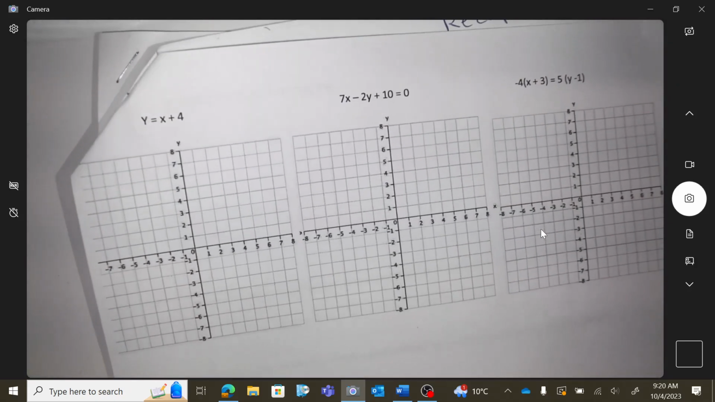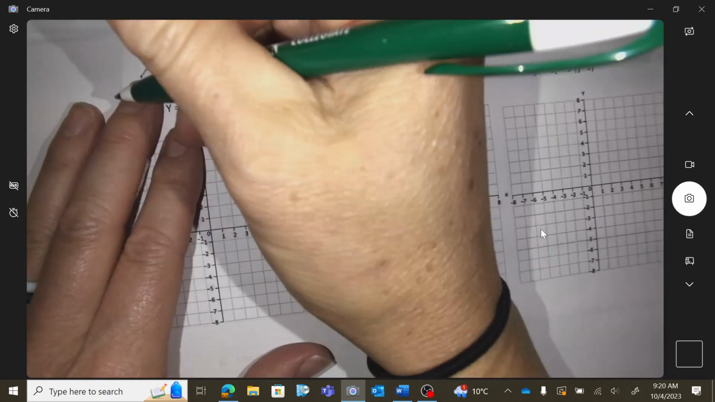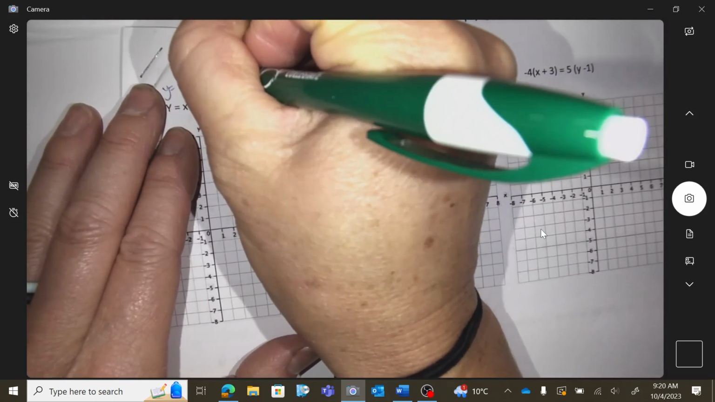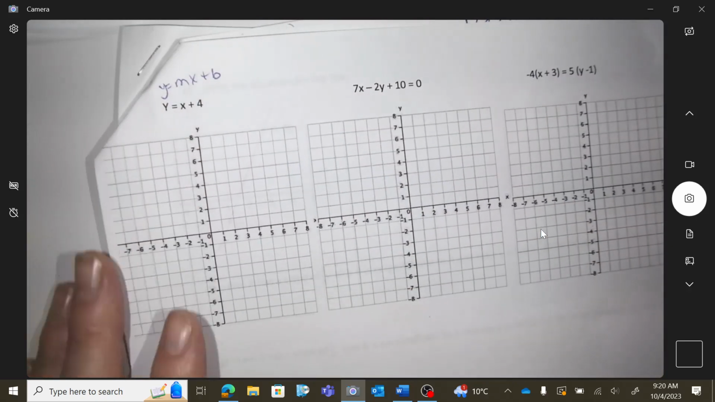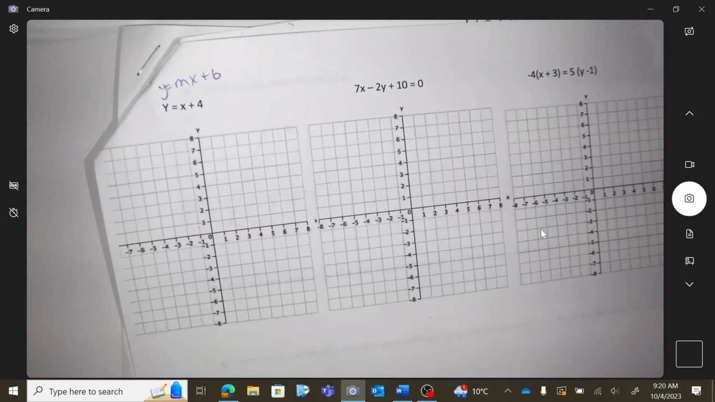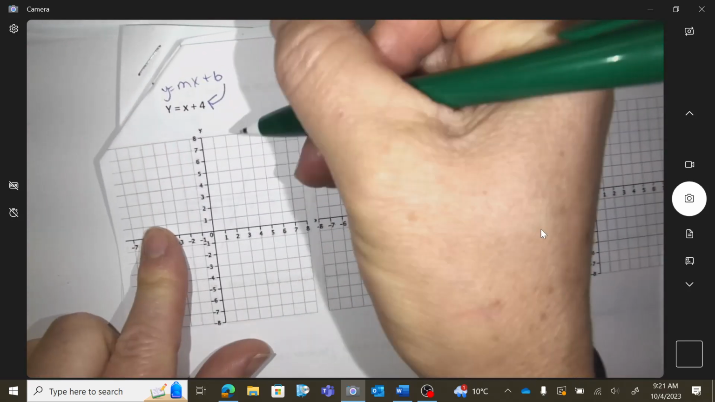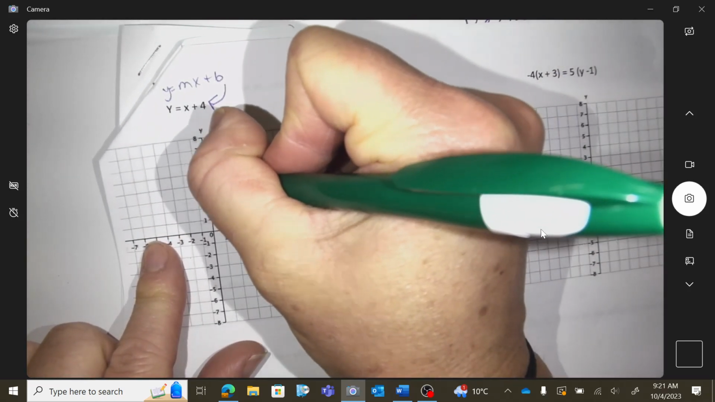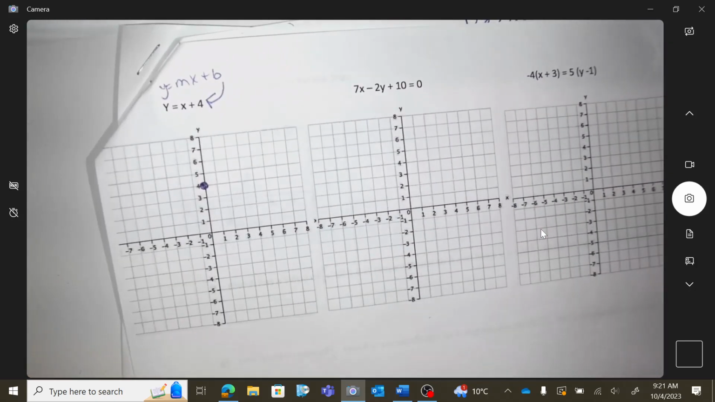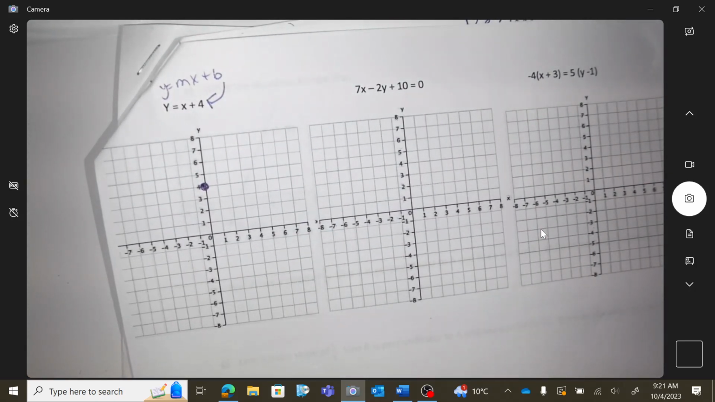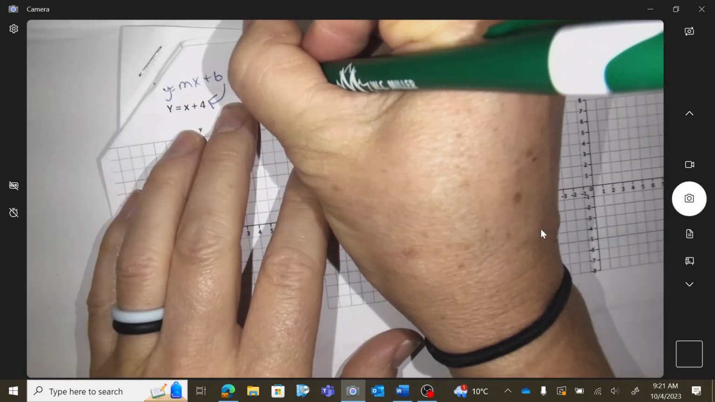Okay, next graph. Oh, it looks like a y equals mx plus b. That's what it looks like. So my b, I can identify quickly. That is 4. My slope. What is the slope of this one?